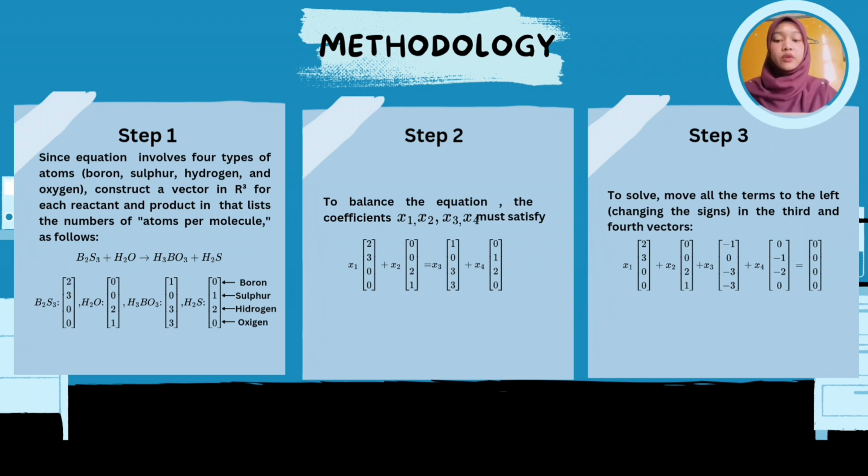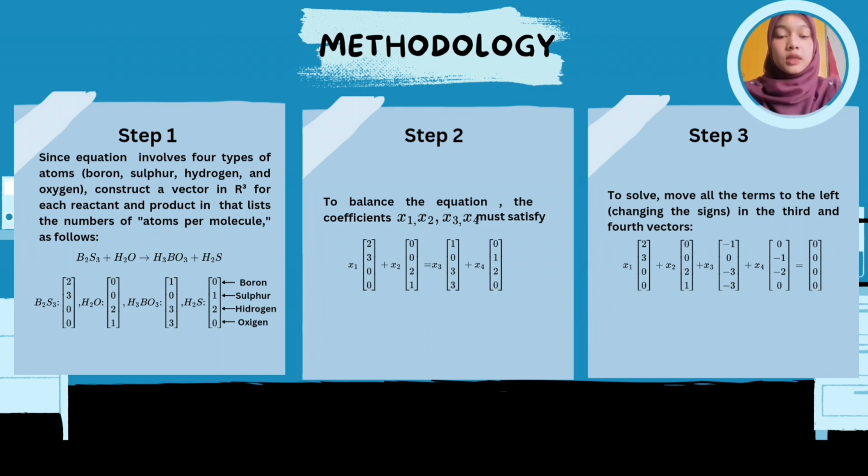Since the equation involves 4 types of atoms, boron, sulfur, hydrogen, and oxygen, construct a vector in R4 for each reactant and product. In that list, the number of atoms per molecule is as follows. We have boron sulfide plus water will produce boric acid and hydrogen sulfide.